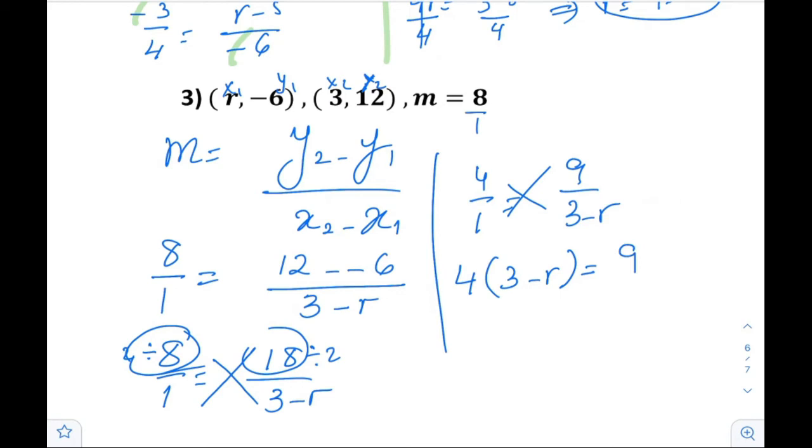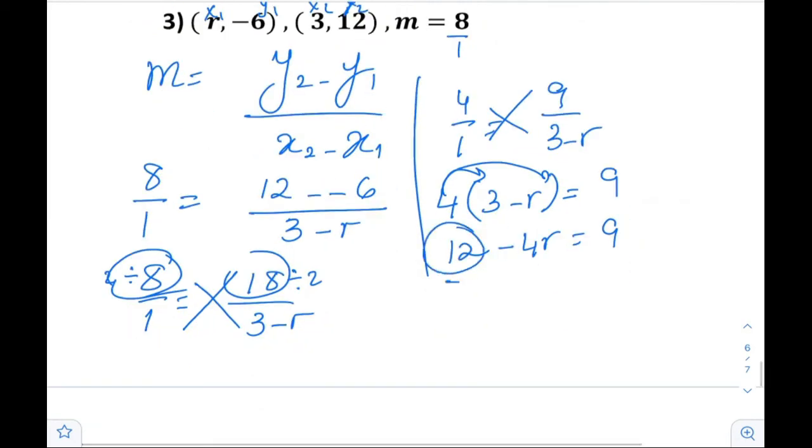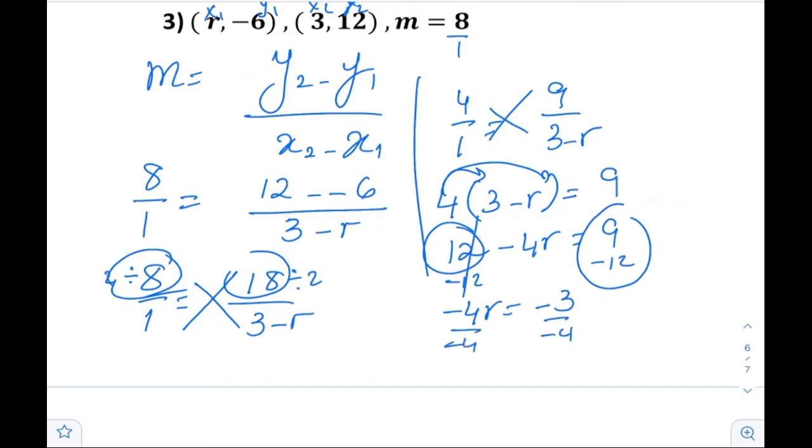9 times 1, 9. 4 times 3, 12. 4 times r, 4r equals 9. And then take this away, or take it to the other side. 9 minus 12 is negative 3. Then divide by negative 4 both sides. r is 3 over 4, since negative over negative is positive, so it is 3 over 4. Or in decimal, it is 0.75.